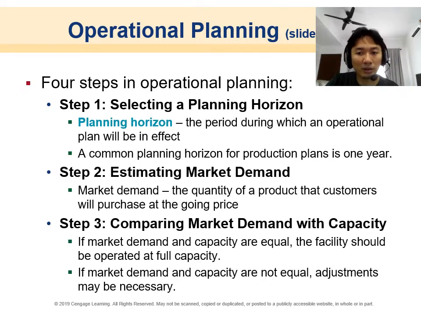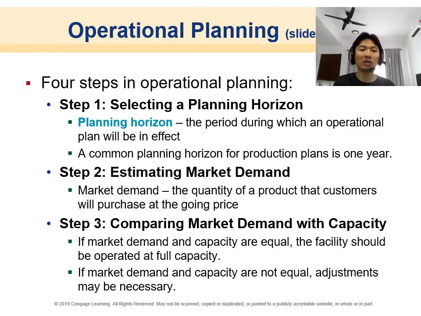Step 2, just now was step 1. Step 2 is when we estimate market demand. The demand for a product is the quantity that the customers will purchase at the going price. So we would estimate how much quantity the customer will purchase at the going price.